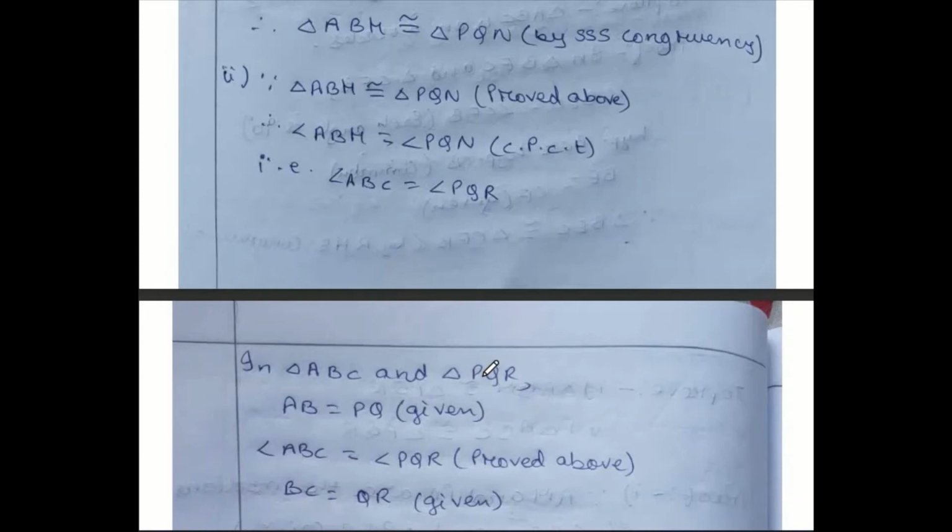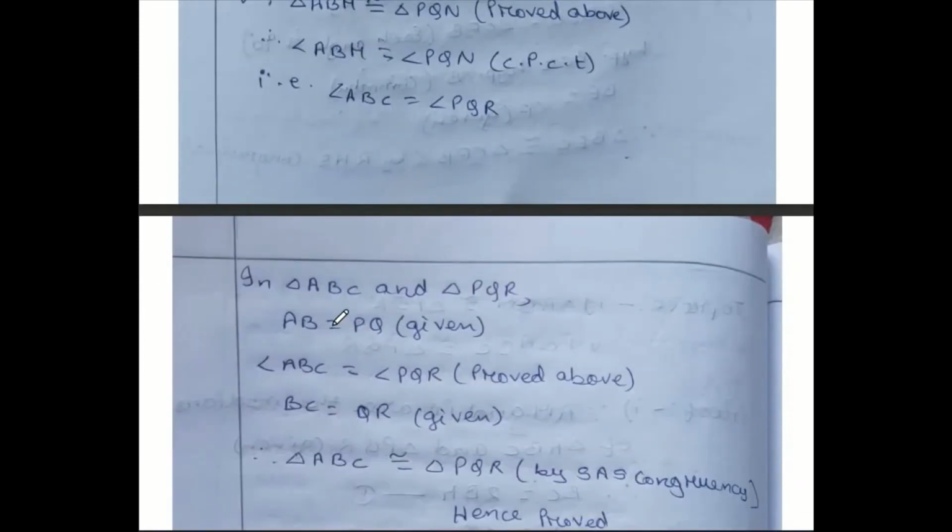Now this will help me to prove congruency for the whole triangle also. So let us select triangle ABC and triangle PQR. AB equal to PQ already given. These two angles already proved they are equal. BC is equal to QR. That also given in the question. So both the triangles are congruent by side angle side congruency. That's your question number 3.